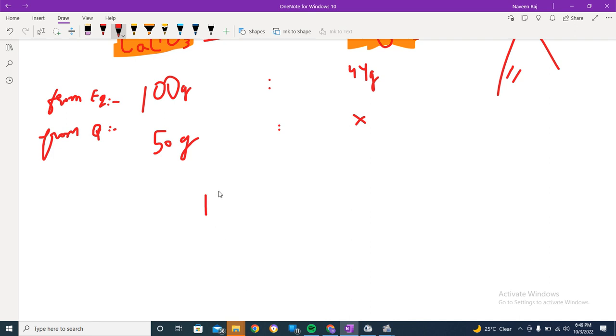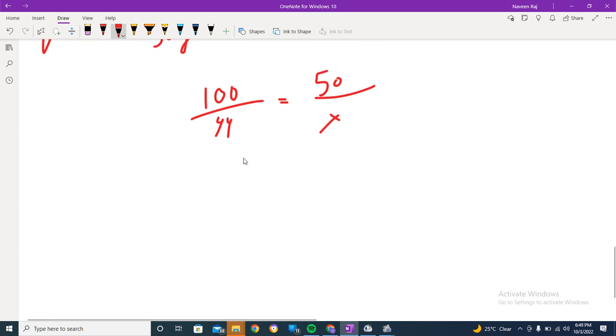I do hope you know basic mathematics. We can write 100 upon 44. If two ratios are given, a ratio can be written like this; this sign means a division. And if we are comparing two ratios, we write an equal sign, and we've got 50 upon x. Now I hope you got what I'm going to do if you are good in maths. So 100 divided by 44 is 2.27, and it is equal to 50 upon x.